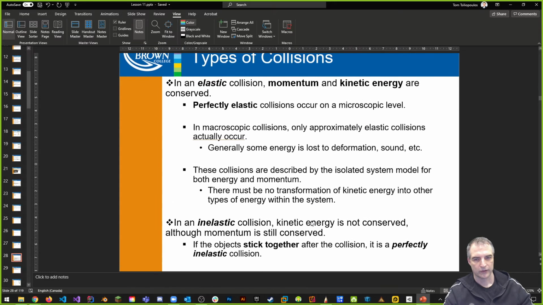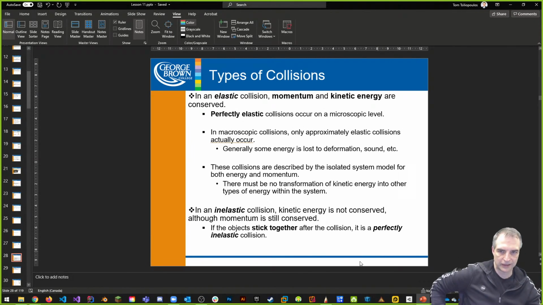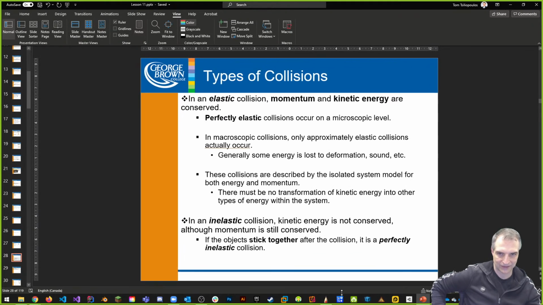All right, so let's talk about different kinds of collisions. Now we're getting into the meat and bones of interesting stuff, right? There are different kinds of collisions. In an elastic collision, momentum and kinetic energy are conserved, right? Perfectly elastic collisions occur only on a microscopic level. Why? Because we don't know of any collision we can see that is perfectly elastic. Perfectly elastic means infinitely elastic, right? Even a ball isn't infinitely elastic, although it's close, right?